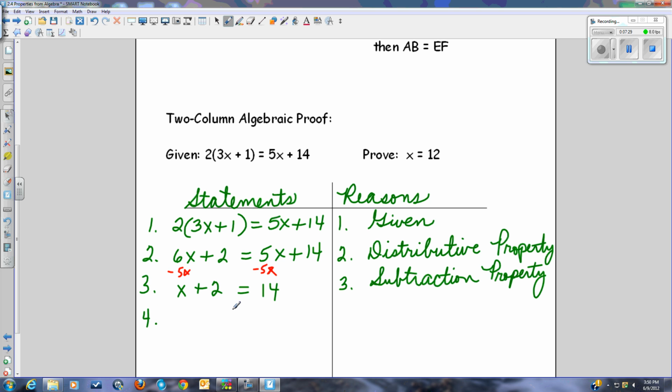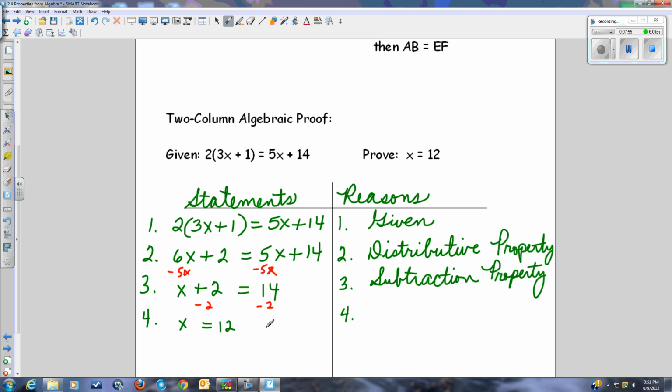Fourth step. We want to continue with our solving. We'll think about the next thing that we're going to do. We're going to subtract 2 from each side. So when we do that, we are going to end up with the 2's canceling on the left, and we'll just have x equals 12. That's exactly what we were trying to prove.